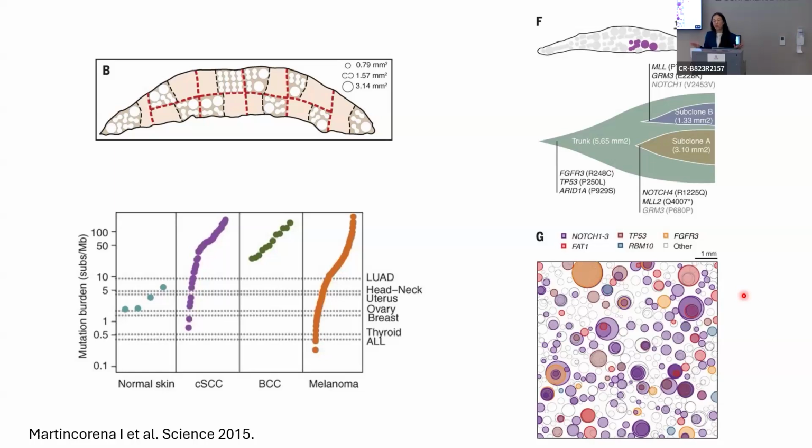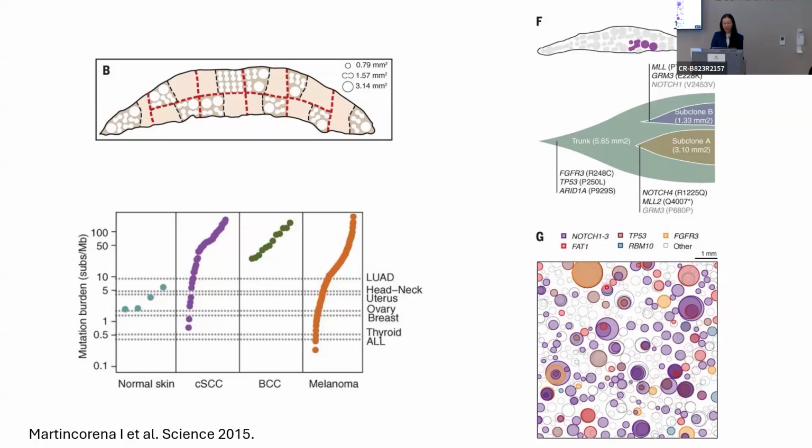So the skin looked normal, but they could see that these different small patches had the same mutation within them, indicating that one of the cells in that area got a mutation and then started growing within a small area. And here you can see in this picture, this is what the clones look like.